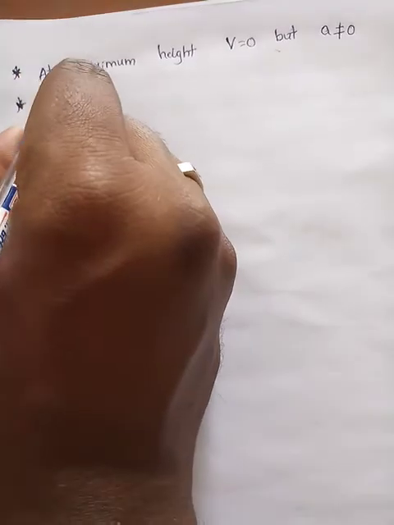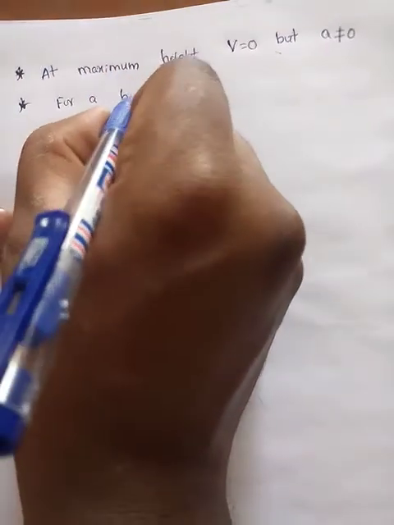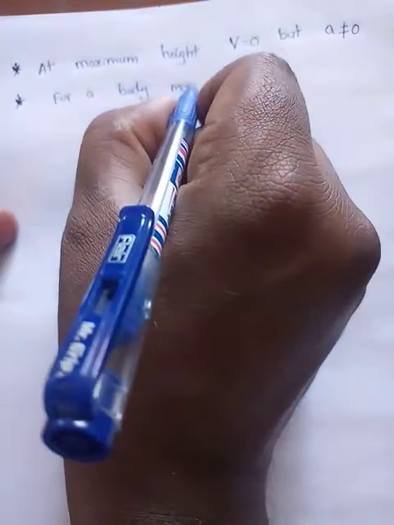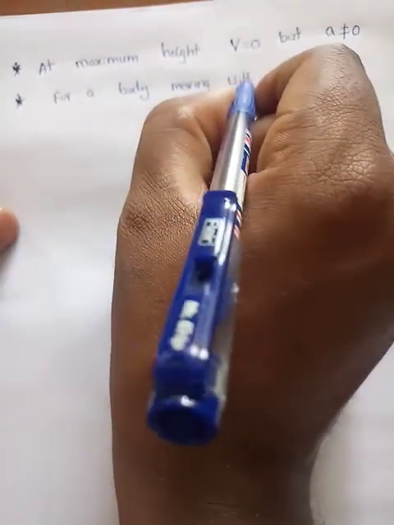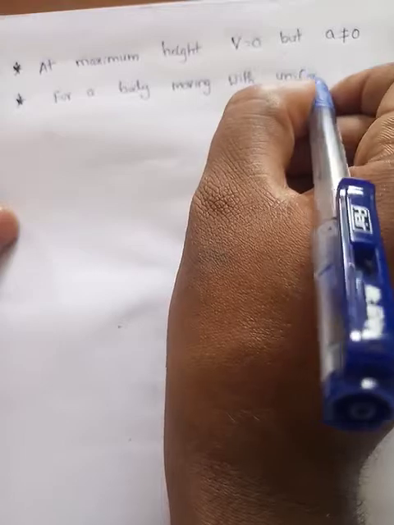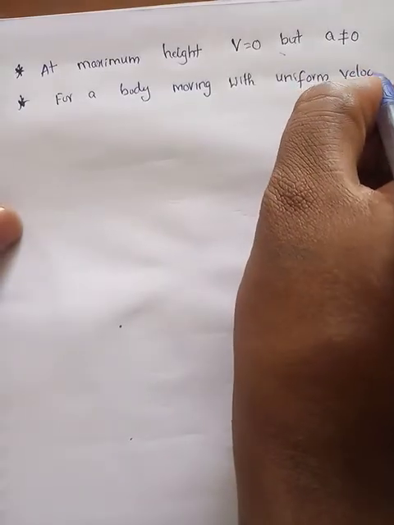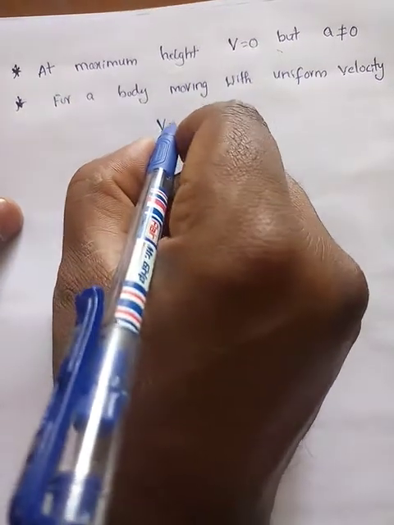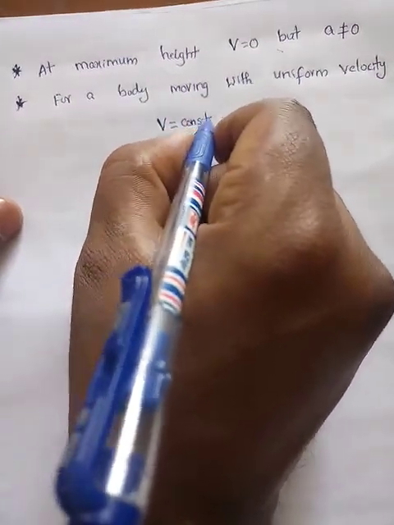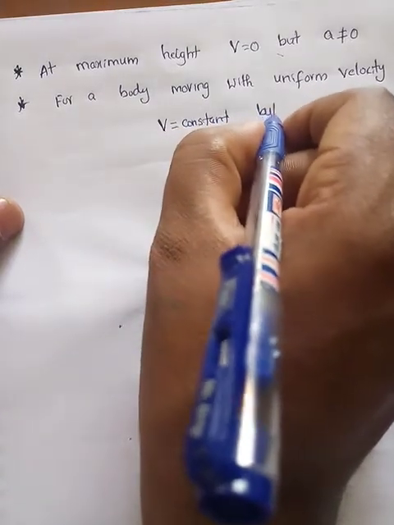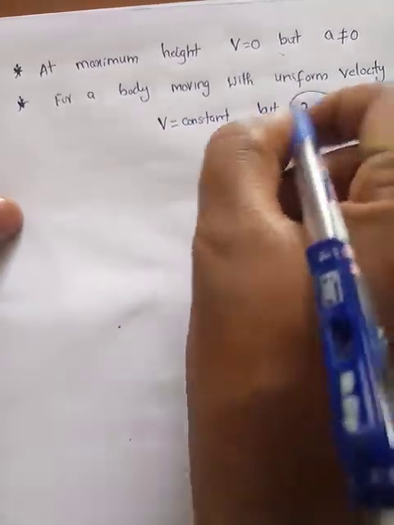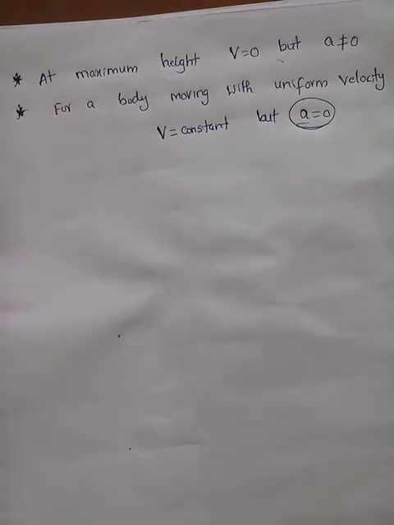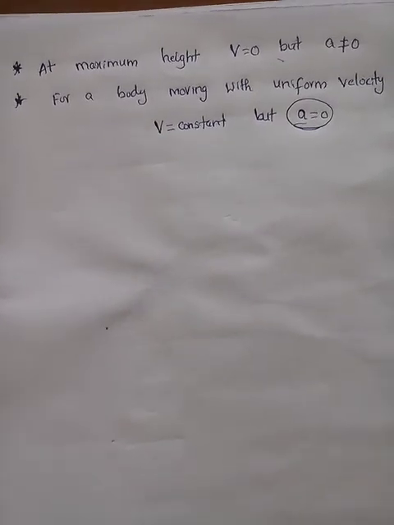One more example. For a body moving with uniform velocity, meaning v is constant or v is not equal to 0, the acceleration is 0. So they will ask these things as questions. You should understand the concept, then it is easy to write the answer.